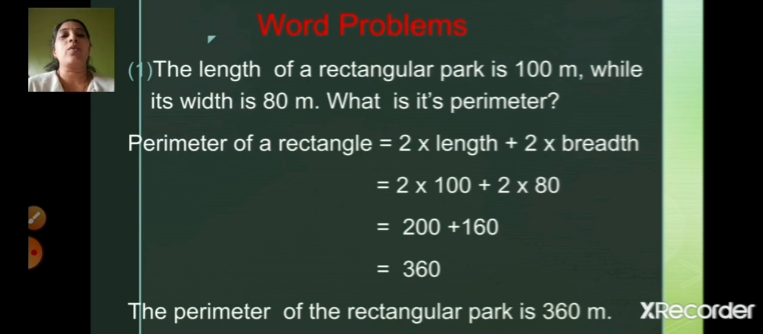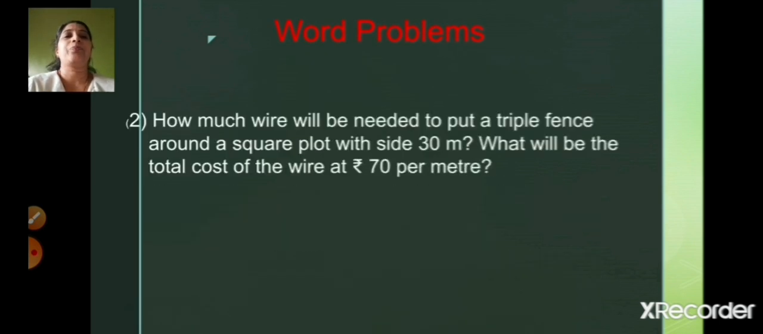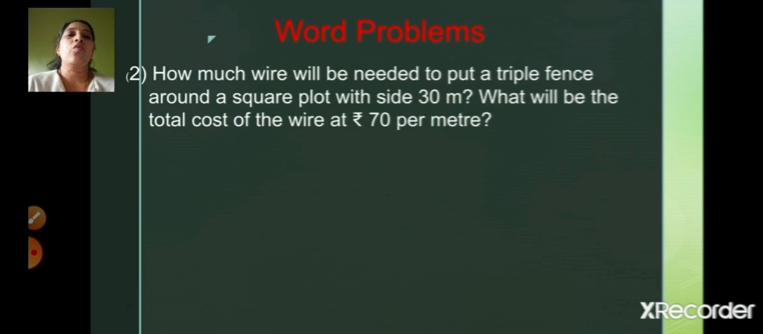So just you have to remember the formula and then accordingly you will substitute the values and you will get the answer, right? So let's move to the second example of the word problem. How much wire will be needed to put a triple fence around a square plot with side 30 meter? What will be the total cost of the wire at rupees 70 per meter?